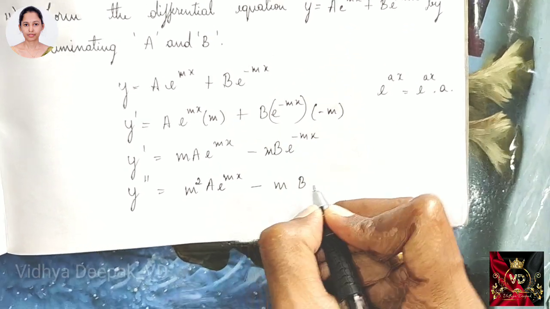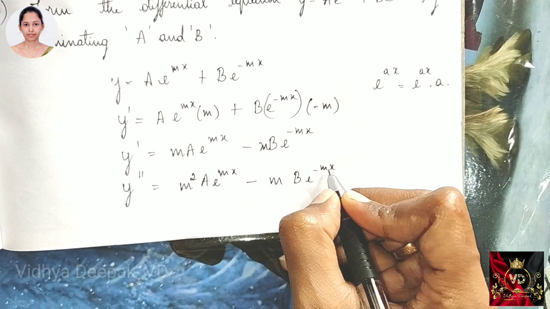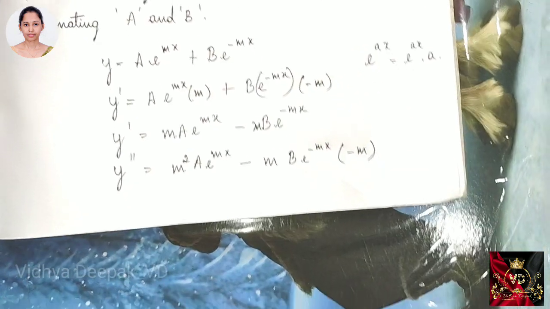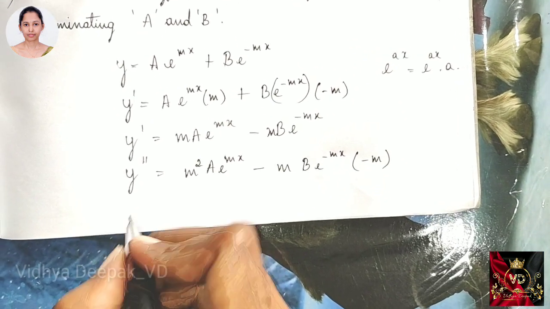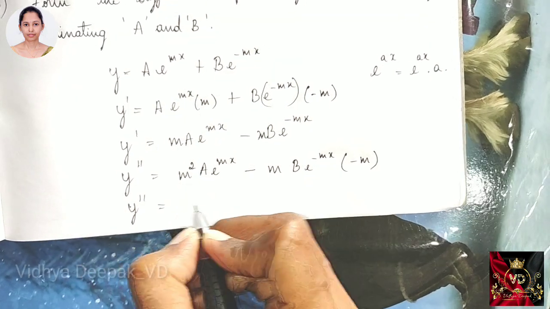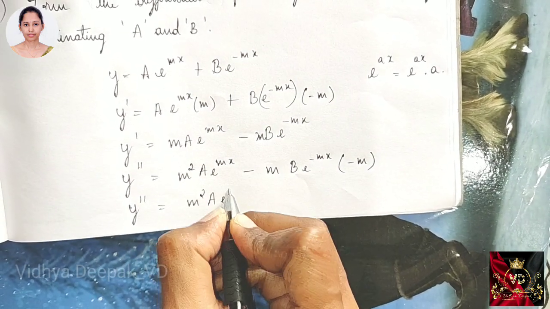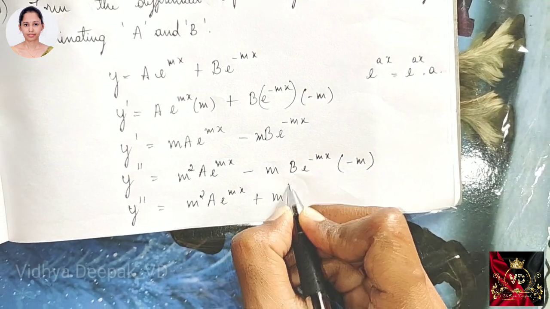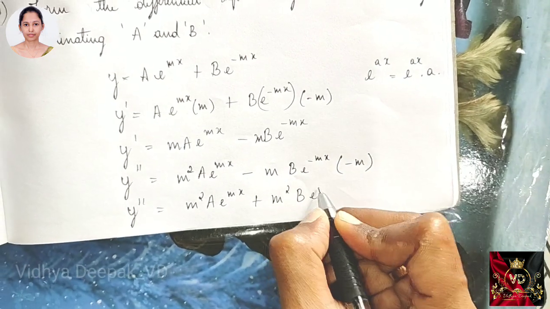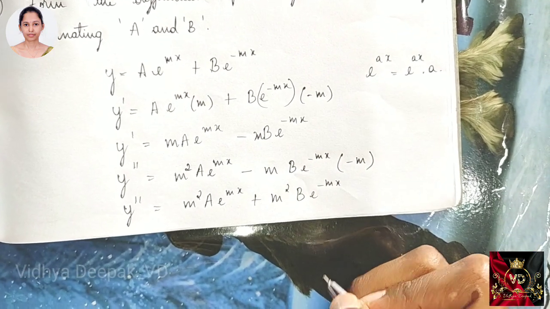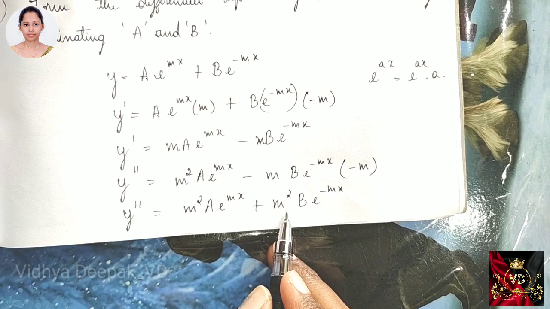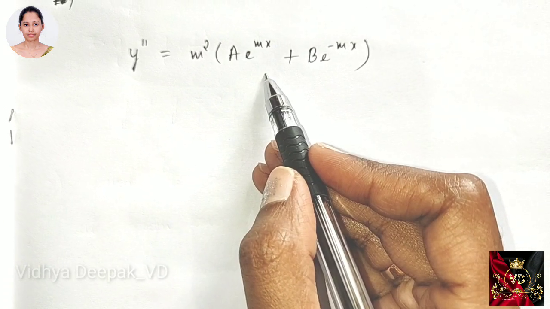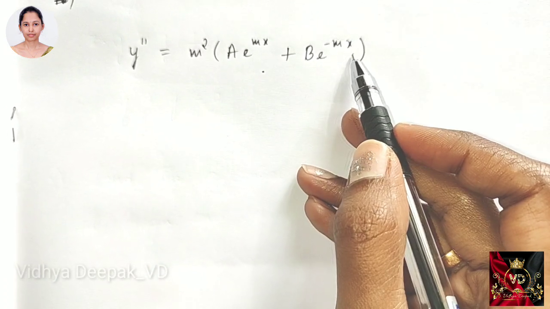Minus m into b into e to the power of minus mx into minus m, right? Okay, let me write it. Don't get confused. Okay, so we have y double dash is equal to m square a into e to the power of mx, minus into minus becomes plus, m square into b into e to the power of minus mx. So if I take m square common outside, we have a into e power mx plus b into e power minus mx.